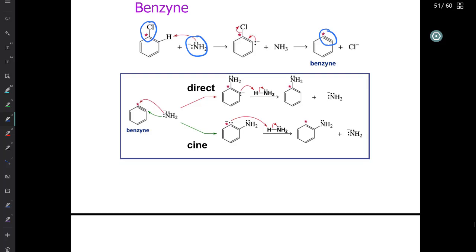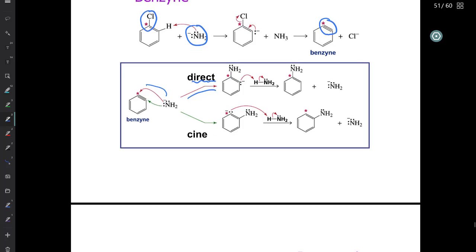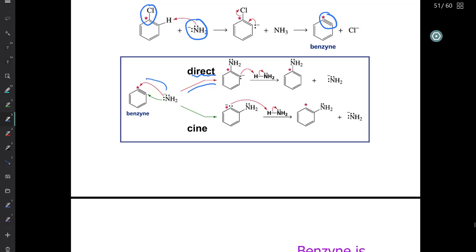So it's a direct addition if it adds to the carbon. That's the red arrow. Notice this is red and this is red here. The red arrow is known as a direct addition, and then you can have the cine addition when it attaches to the adjacent carbon. And then you can get an aniline out as a product.